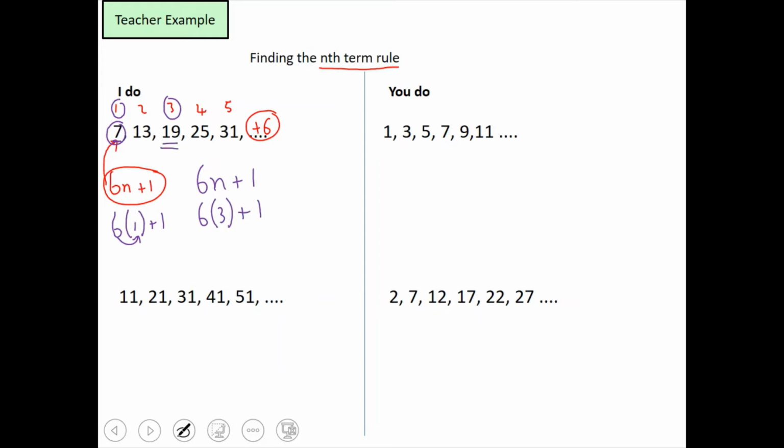And let's just try it with the fifth term up there. The rule was 6n plus 1. This time we're going to replace the n with the 5. So I've got 6 here, don't forget the brackets, 6 times 5 plus 1, which is 31. We've got that up there.